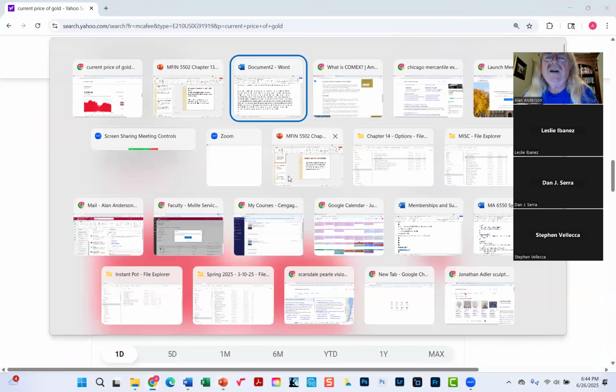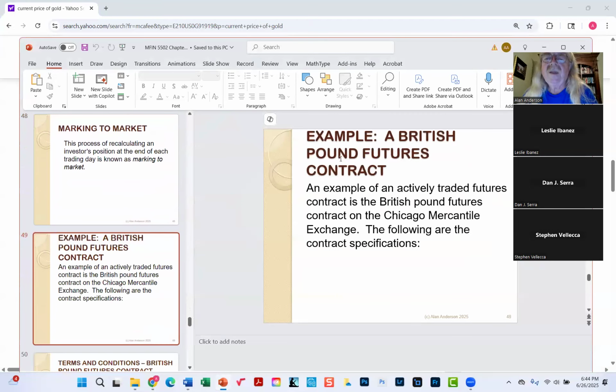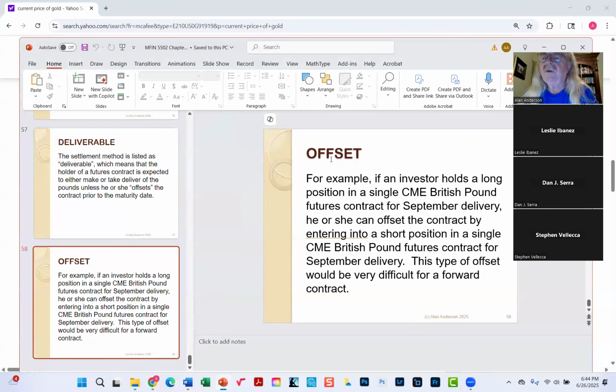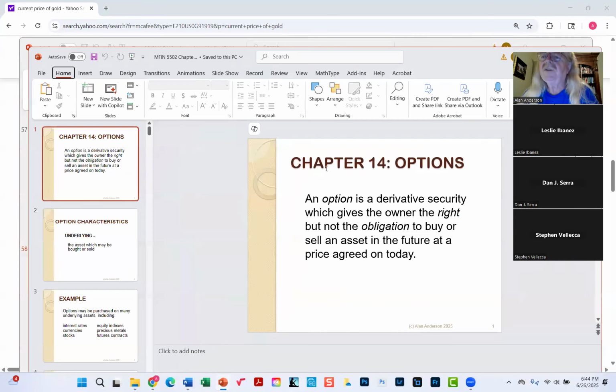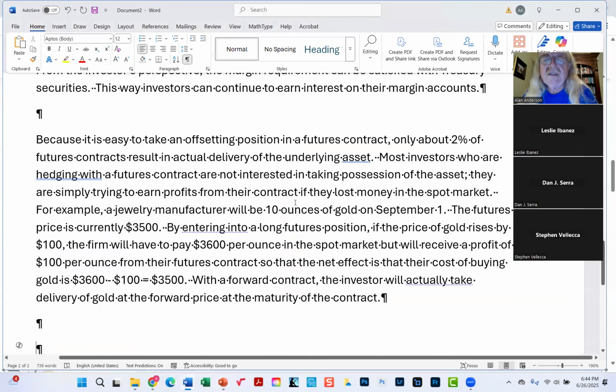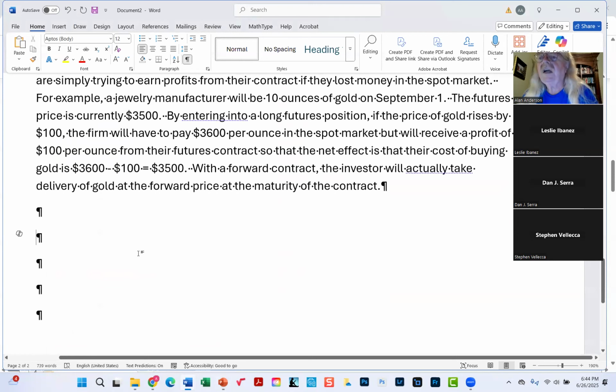All right, now that leaves us with options. Now, options are, of course, the most complicated of all the derivatives. They're also the most powerful and the most flexible. And they're also the ones that require a lot of rocket science to price them properly.